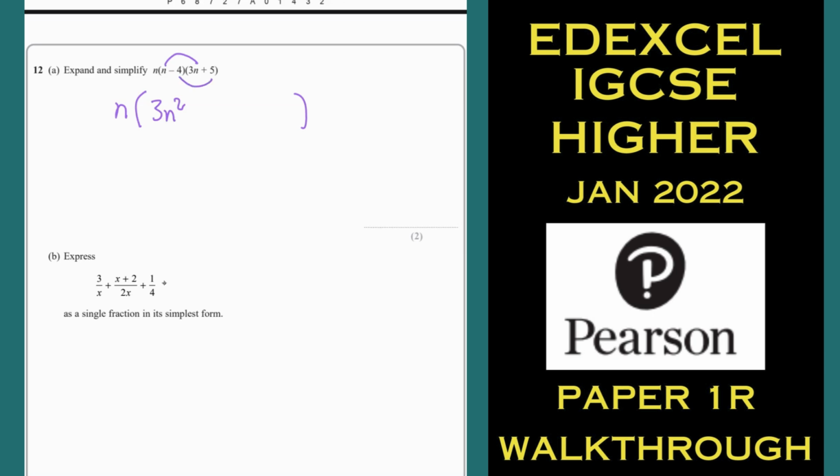I always do the numbers next. Minus 4 times 5 is minus 20. And then I do the n terms in my head. So we've got negative 12n, and then we've got to add 5n. However you do your loops, no one cares, as long as you get minus 7n. And all these 3 need to be multiplied by n. So we get 3n cubed minus 7n squared minus 20n.